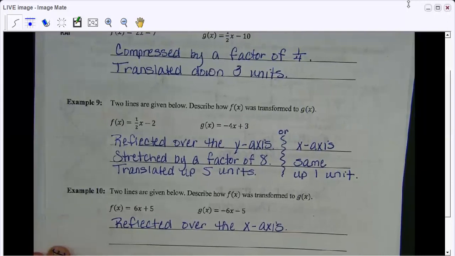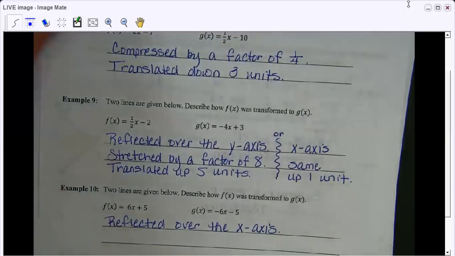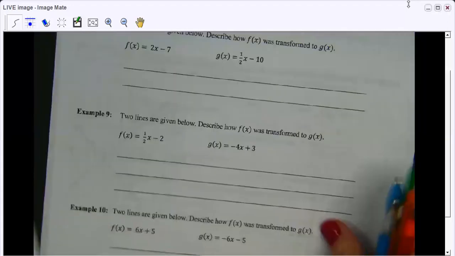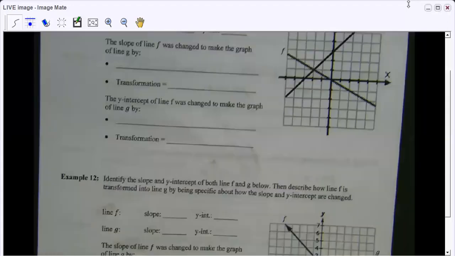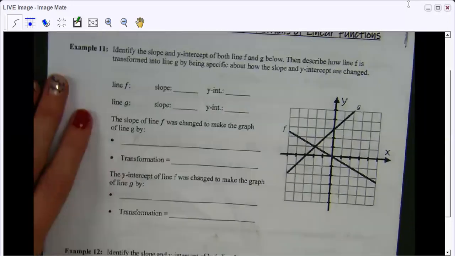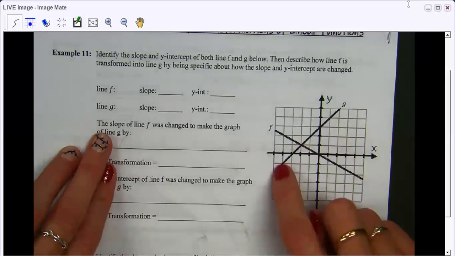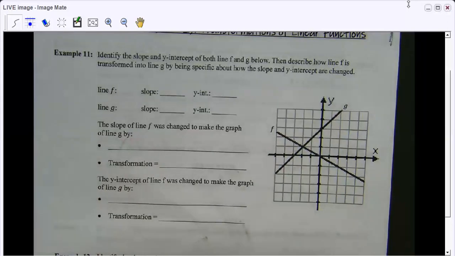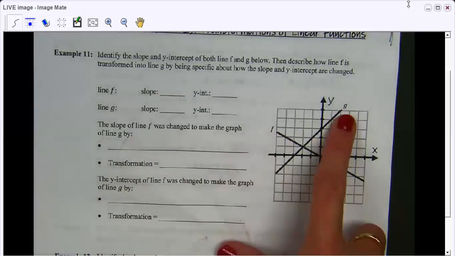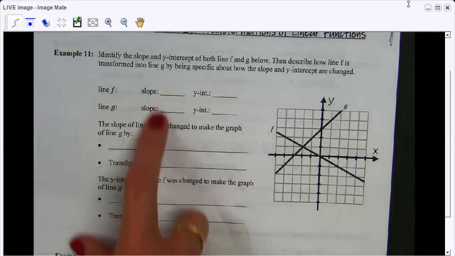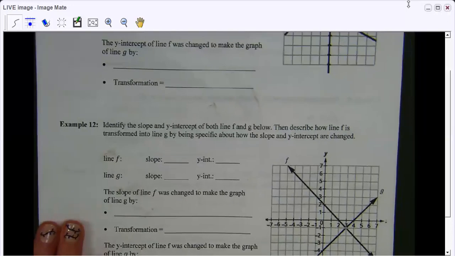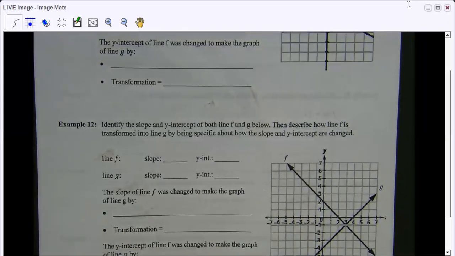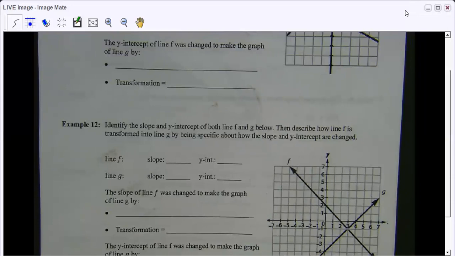All right, let's go ahead and move to page 4. On page 4, the first thing you need to do is get the slope and the y-intercept of both of these lines. And then we're going to analyze the transformations that were taking place. So take line F and line G, get the slope and the y-intercept, and do that for both examples 11 and 12, and then we will come back and check those before we analyze the transformations.